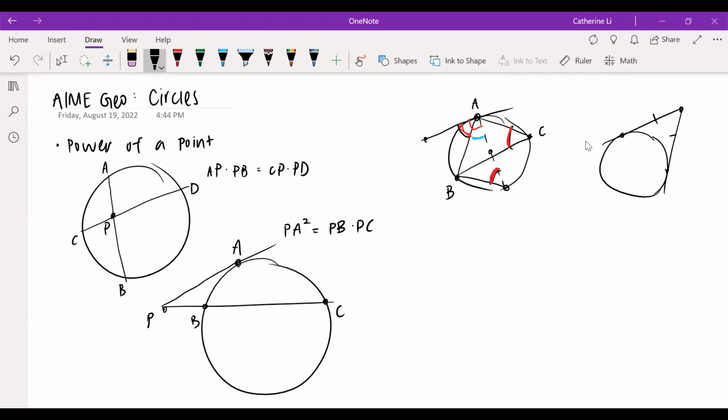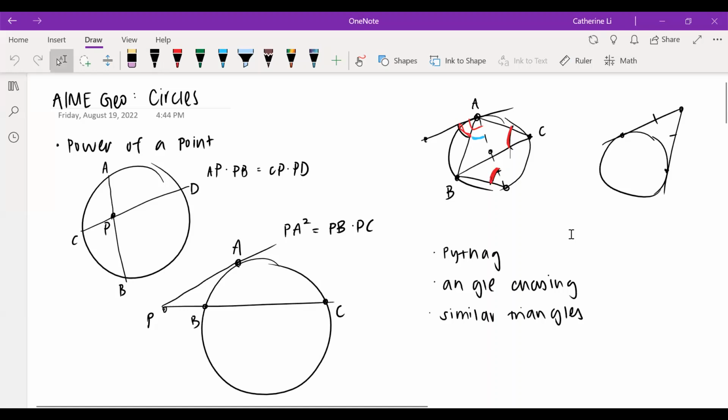And then finally, in general, when we have problems with circles in them, a lot of the time it's going to be paired with either Pythag or angle chasing or some kind of similar triangles and stuff like that. Okay, so this is just an overview of some things you can see with circle problems. And the rest of this is just going to be going through some problems that show this.